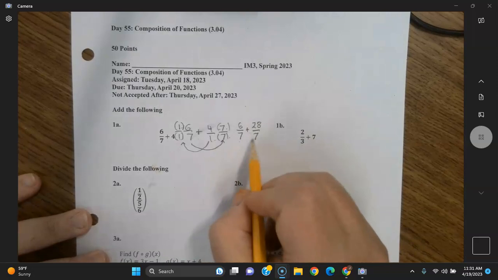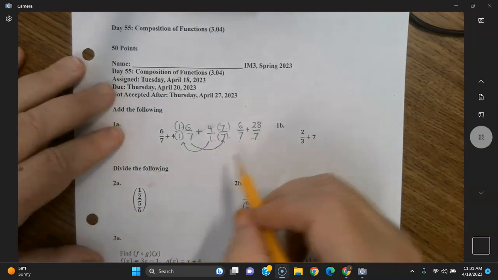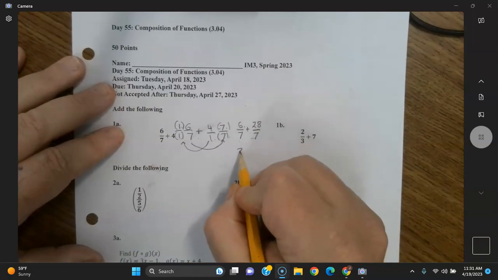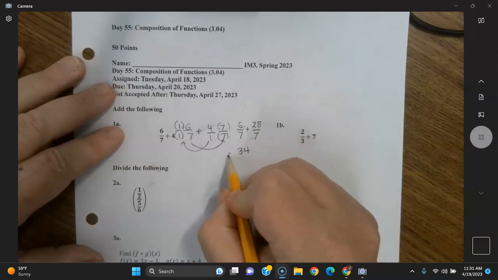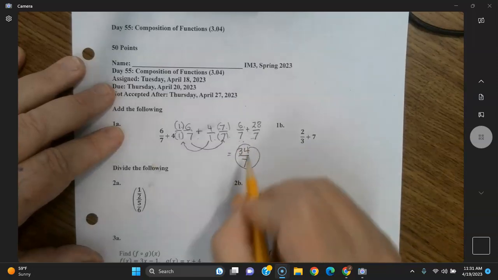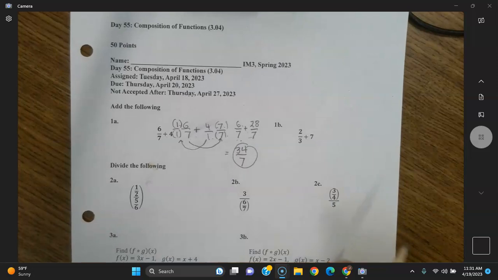So the idea is you get a common denominator. You have to have that to add or subtract fractions. So if you add 6 plus 28 is 34. And you don't add the denominators. It just stays a 7. So that's your answer. You can leave it as an improper fraction.